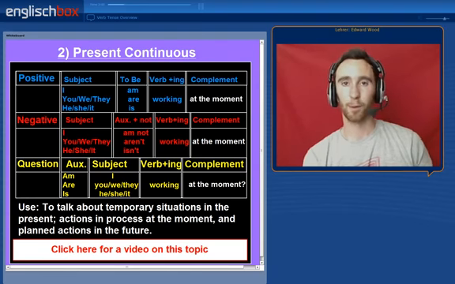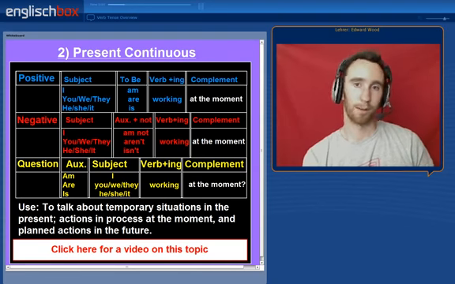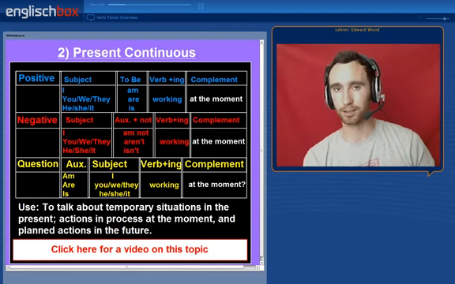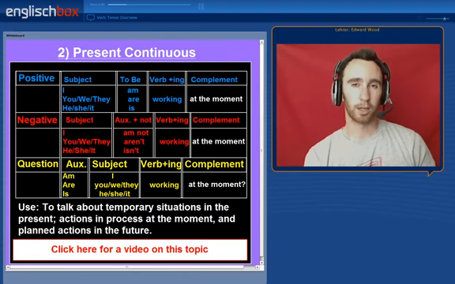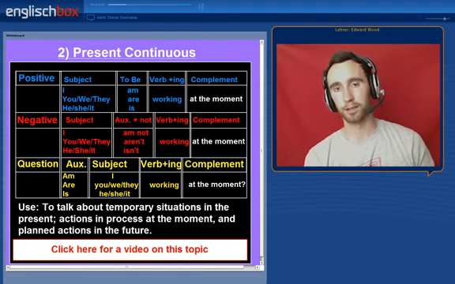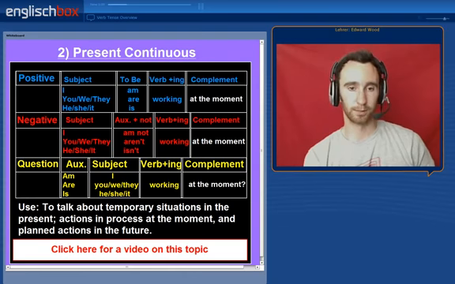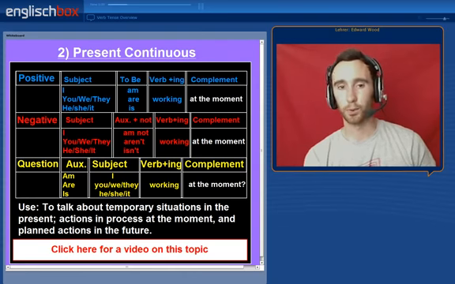In negative, we make the auxiliary to be negative, so am not, aren't, or isn't in the contracted form. And this is followed by, like in the positive form, the verb plus ing. In the question, you have to invert the auxiliary, the verb to be, and the subject. So am I, are you, or is he? For example, are you working at the moment?